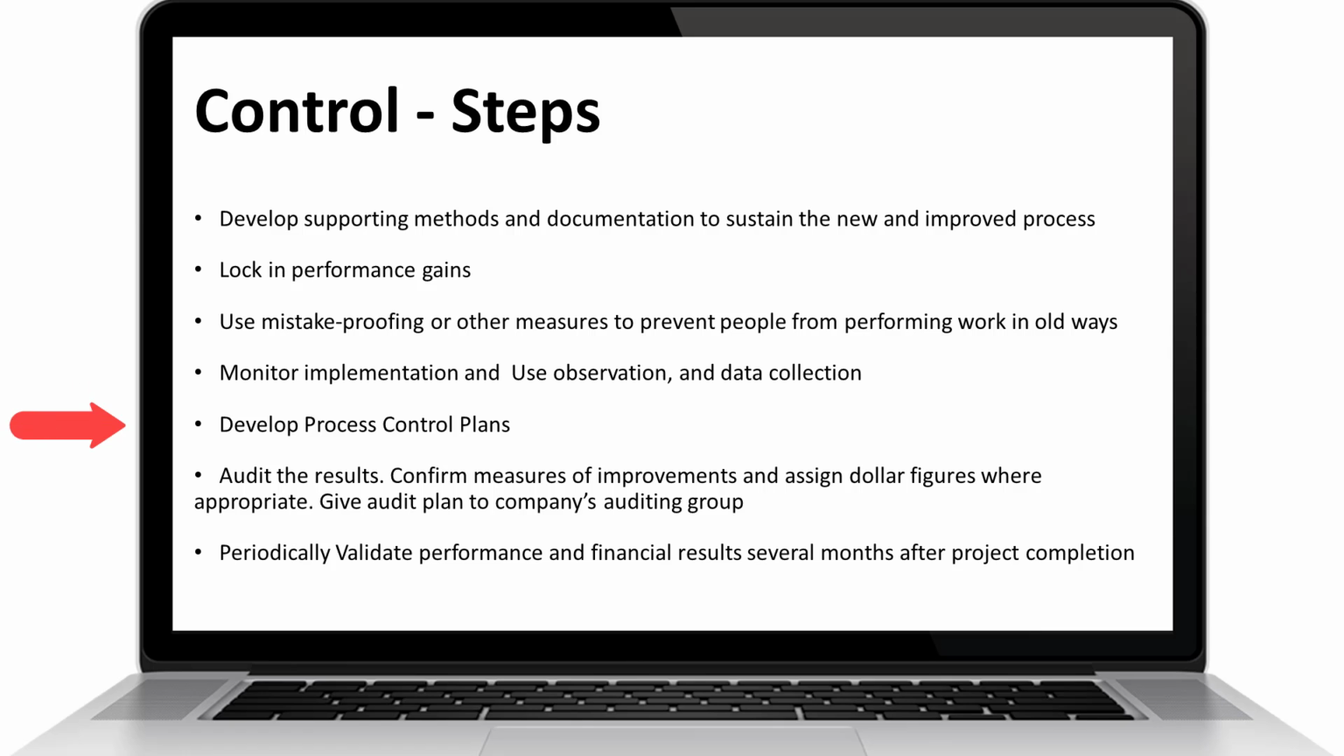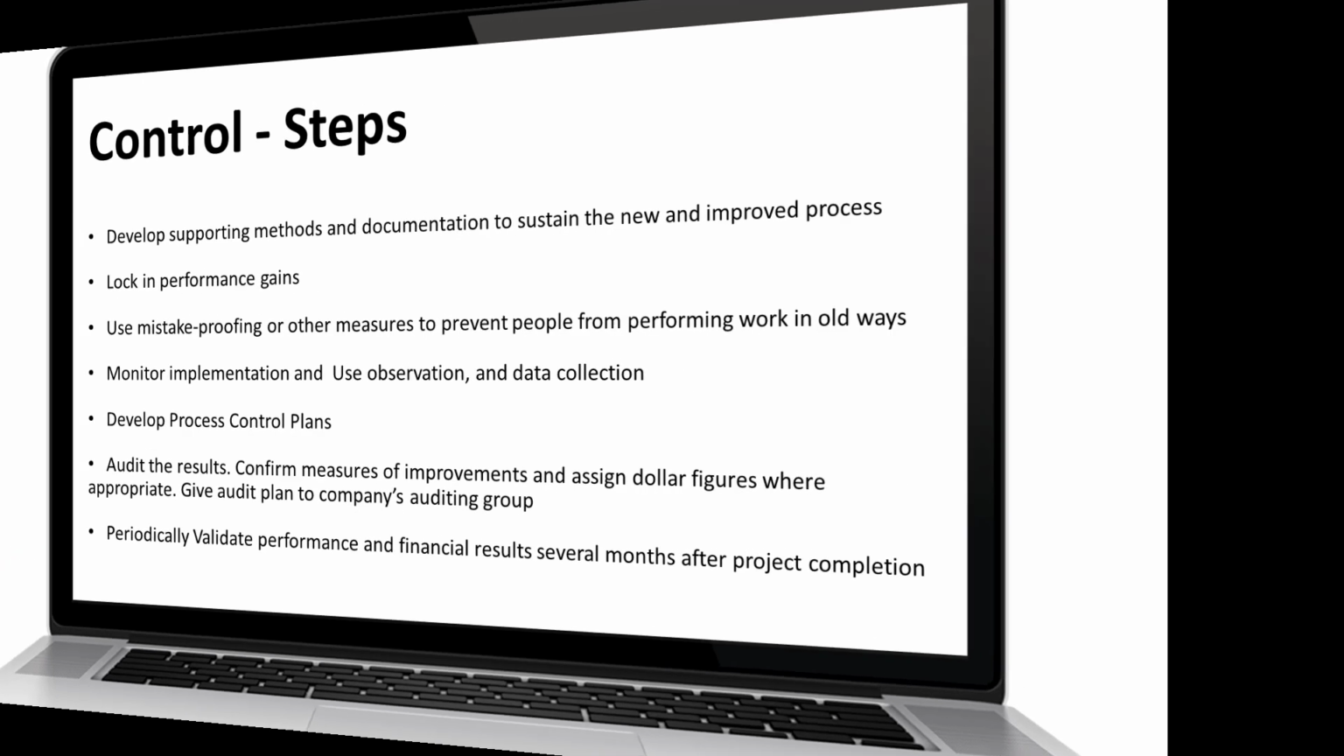Step 4, develop process control plans. Audit the results. Confirm measures of improvements and assign dollar figures where appropriate. Give audit plans to company's auditing group. Step 5. Periodically validate performance and financial results several months after project completion.